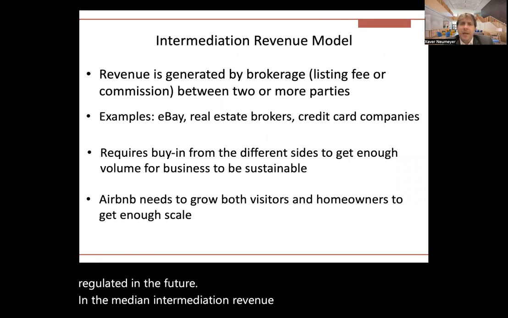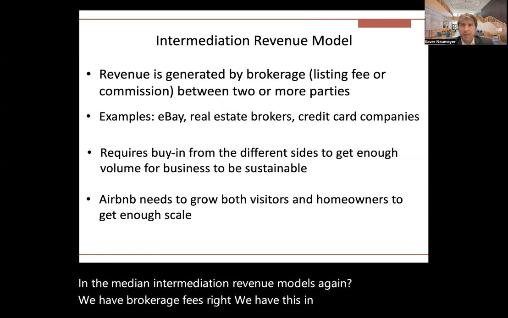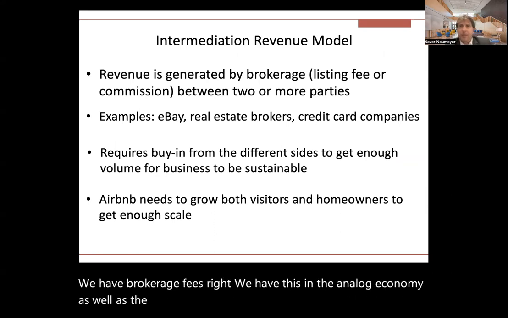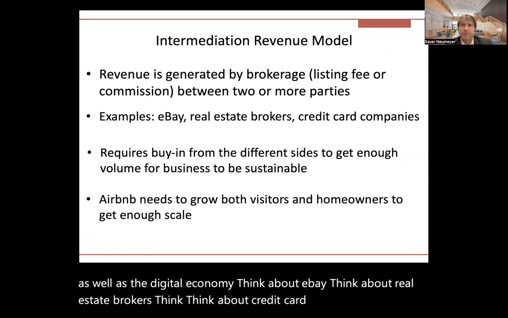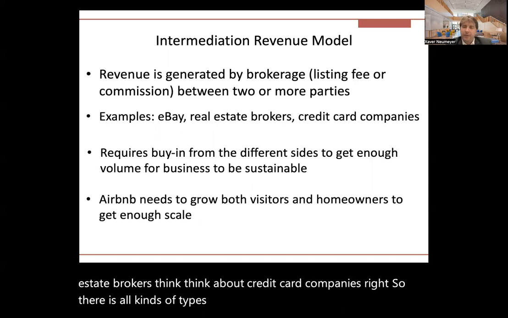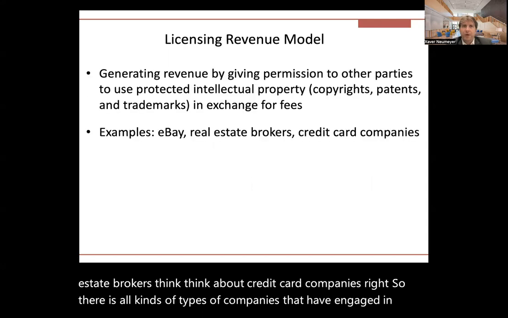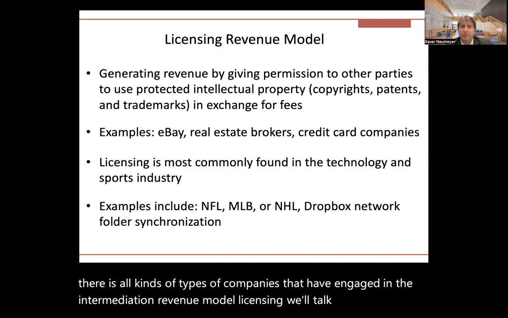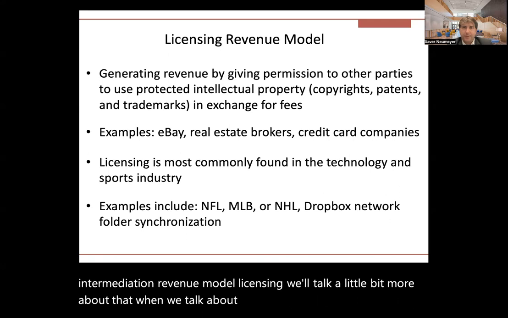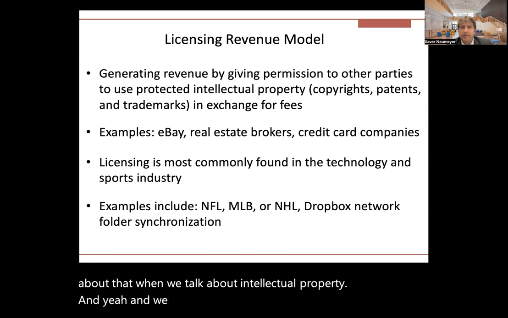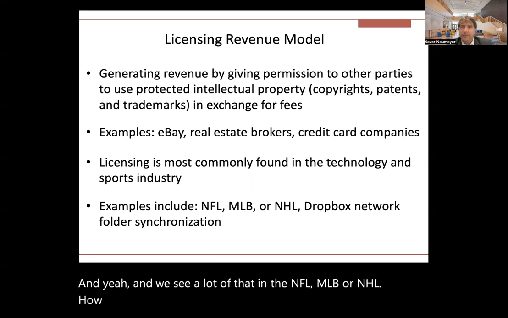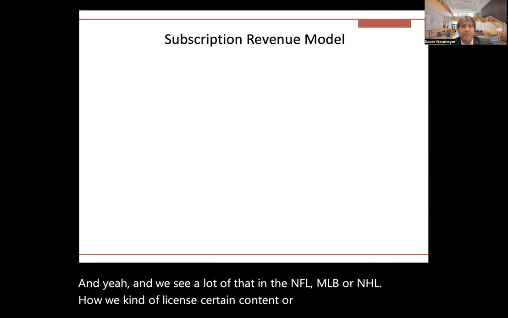Then intermediation revenue models. We have brokerage fees, right? We have this in the analog economy as well as the digital economy. Think about eBay, real estate brokers, credit card companies. There are all types of companies that have engaged in the intermediation revenue model. Licensing, we'll talk a little more about when we talk about intellectual property. We see a lot of that in the NFL, MLB, or NHL, how they license certain content or technologies.